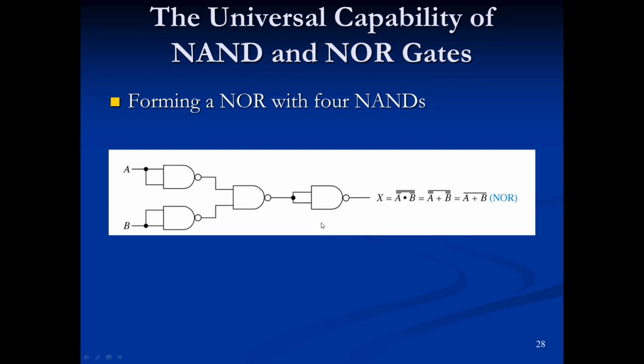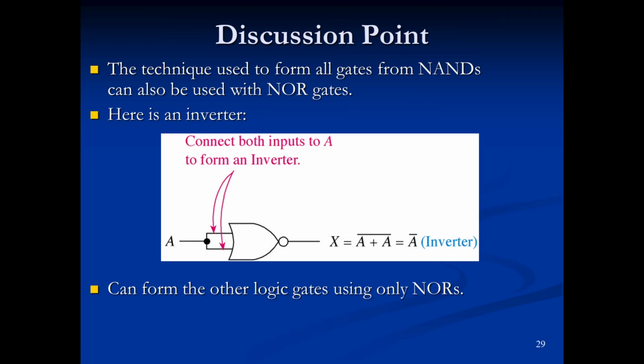This one's pretty complicated, so I'm not going to go over it too much, but they basically just take 4 NANDs, connect them to form a NOR. This is just really showing you the universality of NAND gates. So the technique can be used to form pretty much any of the simple gates that we've talked about from just NANDs.